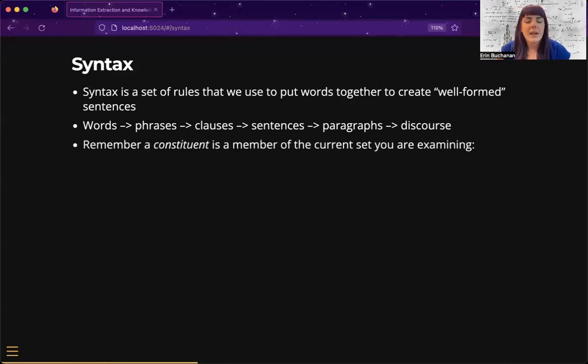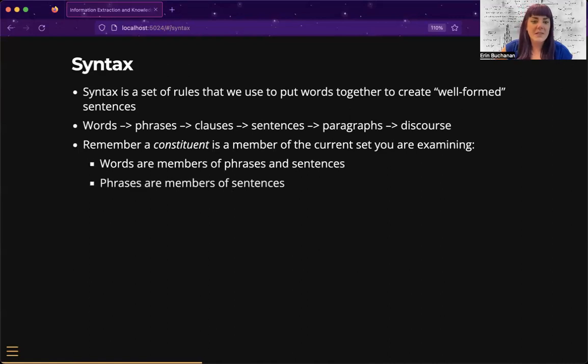Okay. And so a constituent is a member of the current set that I'm examining. So words are constituents of phrases and sentences, whereas sentences and phrases are members of sentences, and sentences are constituents in paragraphs. Okay. So if you ever hear the phrase constituency parsing, I like this book calls it syntactic parsing. That to me is a little bit clearer, but constituency parsing is just figuring out what words are happening, syntax parsing, what is happening in this sentence. Okay.